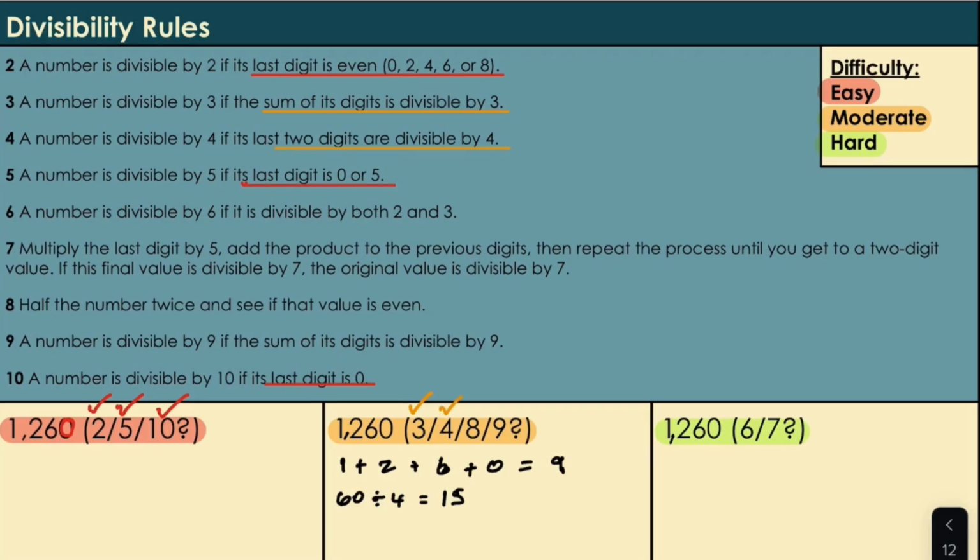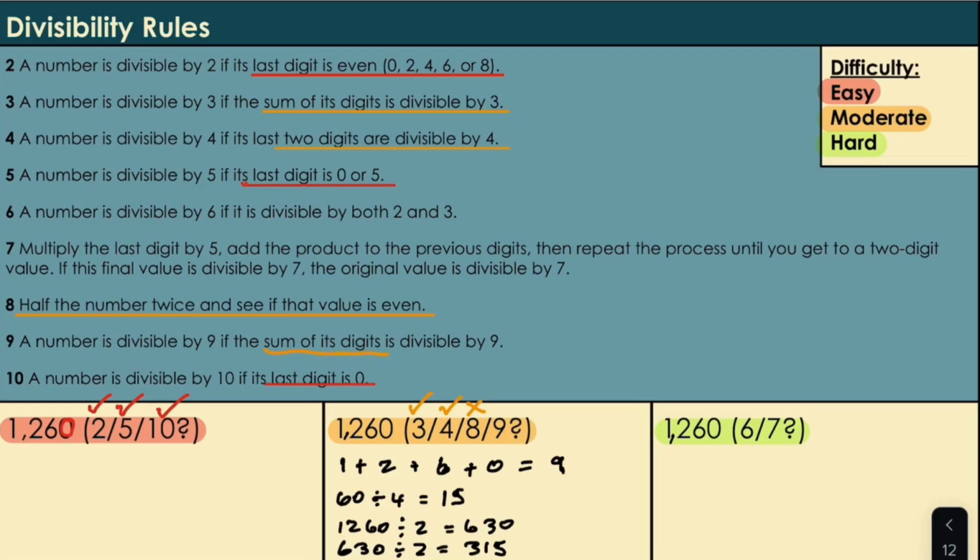What about the rule for 8? Half the number twice and see if that value is even. 1260 divided by 2 is 630, and 630 divided by 2 is equal to 315. Is 315 an even number? No. So we know it is not divisible by 8. I put a cross.